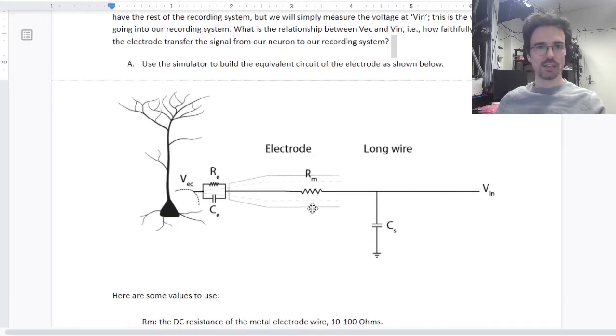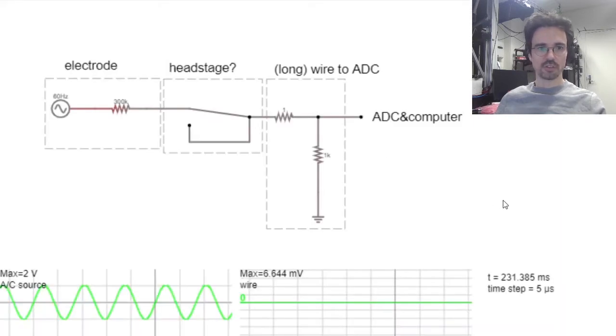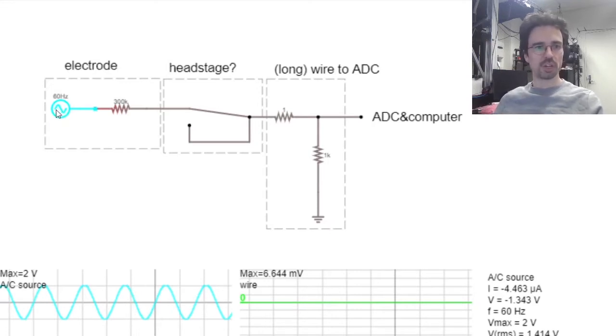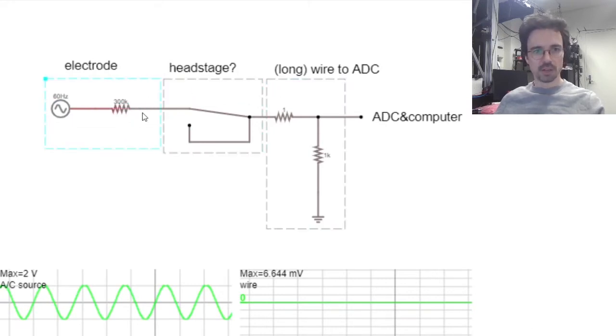So let's look at this in a circuit simulator and understand a little bit what the problems are that are arising from this. Here's a circuit simulator set up with a fake neural data source. In this case, it's just 60 hertz, which is a bit of an odd choice, but let's just assume that's what we want to record. Then we have an equivalent resistance for our electrode here of 300K. It doesn't really matter. Then a wire going up to our computer.